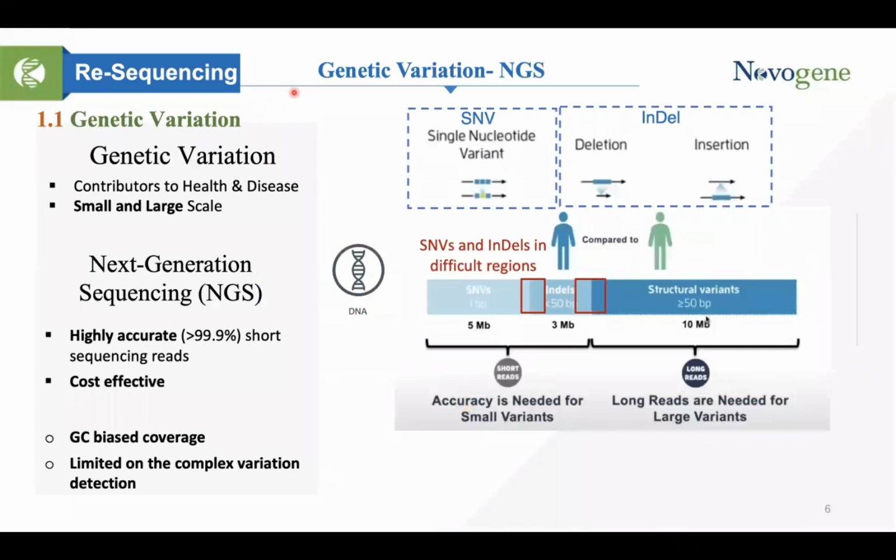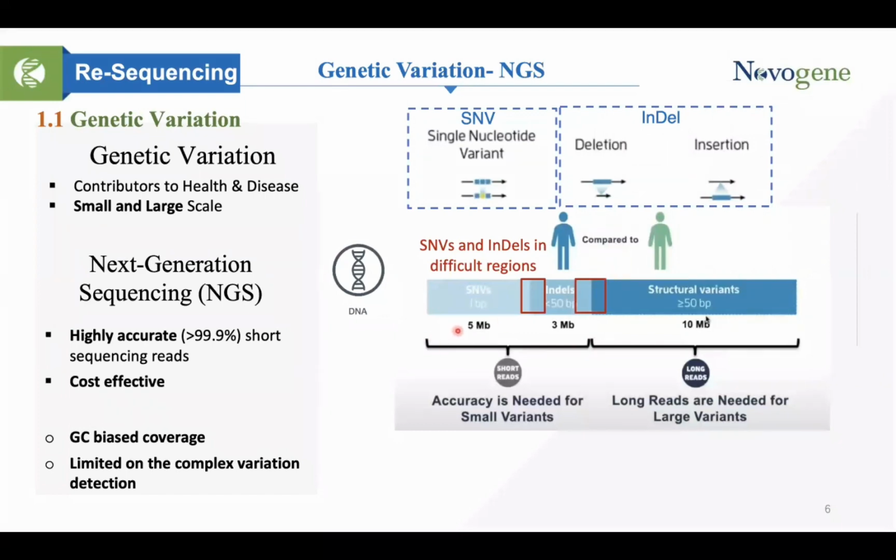Genetic variations differ from person to person, serving as contributors to both health and disease. They happen sporadically at both small and large scale. Typically, for small variants, we have single nucleotide variants, deletions and insertions, and they could sometimes be escalated to large variants. So SNVs and indels are located in regions difficult for genome mapping, but play an important role in our understanding of evolution, adaptation, and disease.